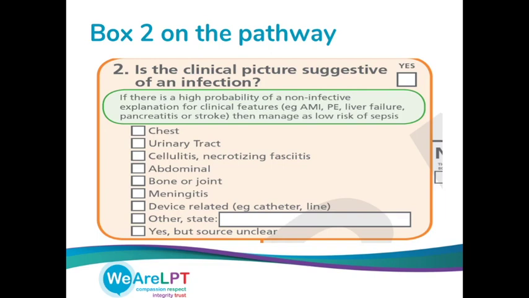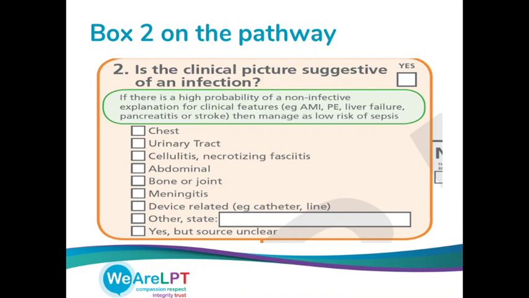Ask yourself, can you think of some of the most common infections that lead to sepsis? These are outlined on box 2 of the pathway. Some of the suggested infections within the pathway are chest infection, urinary infections, cellulitis or necrotizing fasciitis, abdominal infections, bone or joint infections, meningitis, any device-related infection, so that would include any catheters, any lines going in, any PEG sites, and any other area that you think might be infected. If you don't know where the infection is, but you feel strongly that there is one, you can tick yes to this, but you can suggest that the source is unclear.